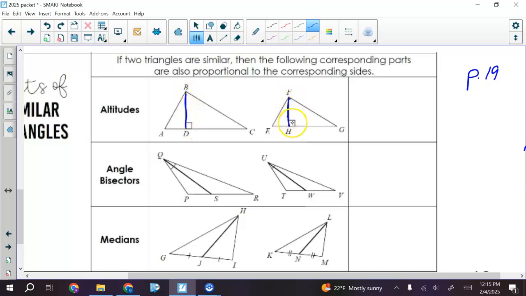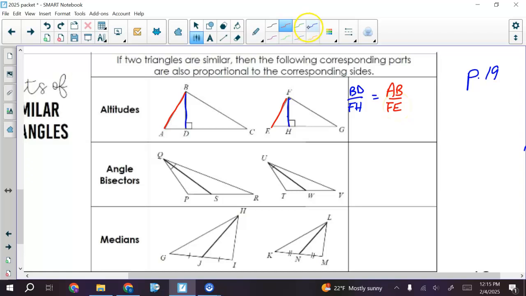So what I can do is put whatever that length is, we're just going to call it BD for now, over the height of the other triangle if these triangles are similar, and then put them proportional to any pairs of the sides. So we can say AB over FE. Or we could have said BC over FG.